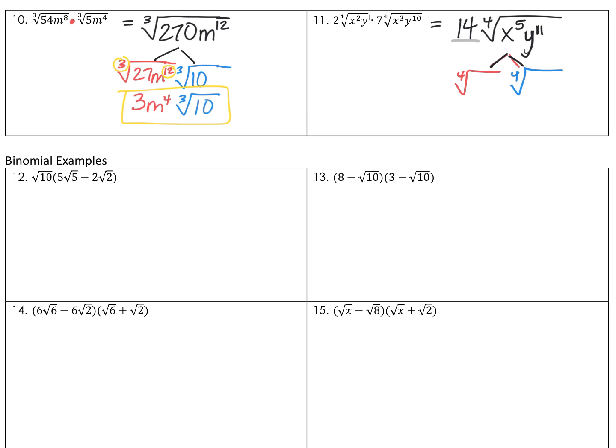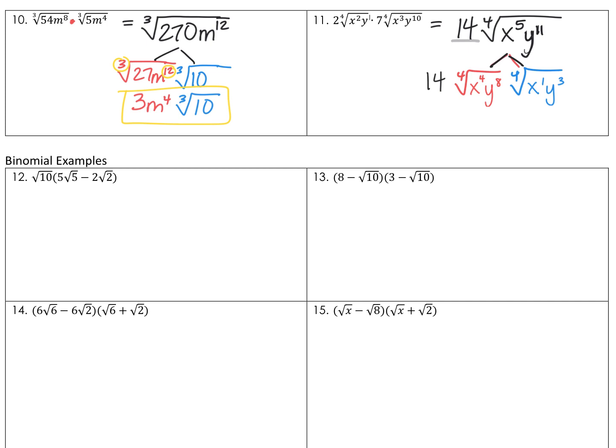Is 5 divisible by 4? No, not evenly. What's the closest thing that would be? x to the 4th, with 1 left over. Is 11 divisible by 4? No, you need the closest. Go down. What's the closest exponent that would be? 8. So y to the 8th with how many left over? 3. Again, if you're going to forget about this 14, keep it out here.